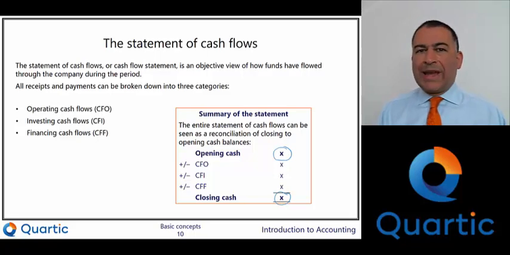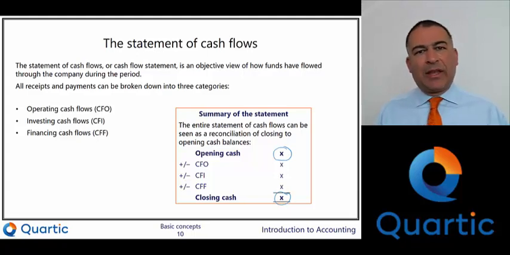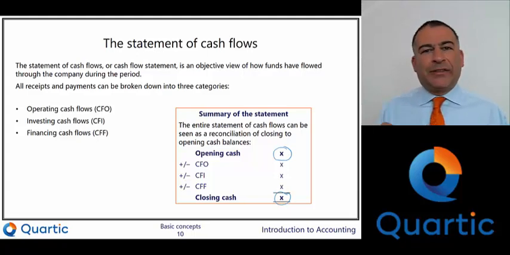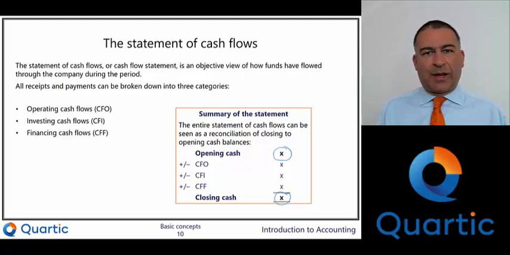And we'll explore what goes into those three, but roughly the operations, all the functioning of the business. You're buying things, you're selling things, you're trading. The investing is when you're buying and selling long-term assets. And the financing is to do with the shareholders and the bondholders. So we'll go into that in more depth later, but that's the basic idea of the cash flow statement.